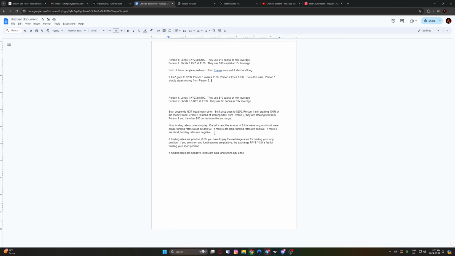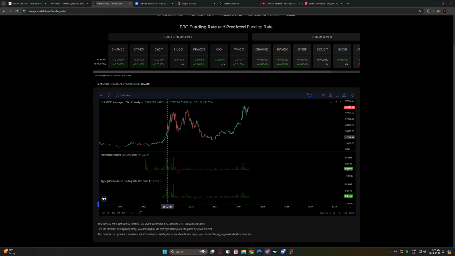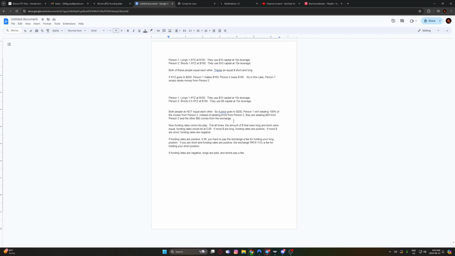Now, if you are long at this point, when the funding rates are high, you are paying the exchange fee. So essentially, you're actually paying the exchange fee, and then the exchange gives it to the shorts. That's essentially what happens. Okay?